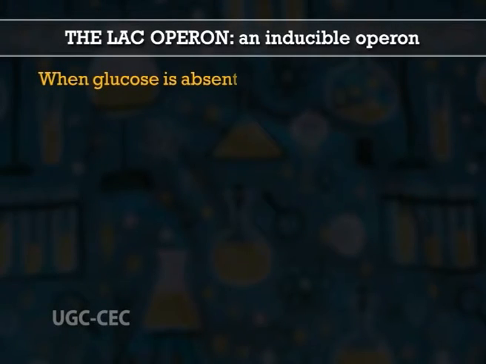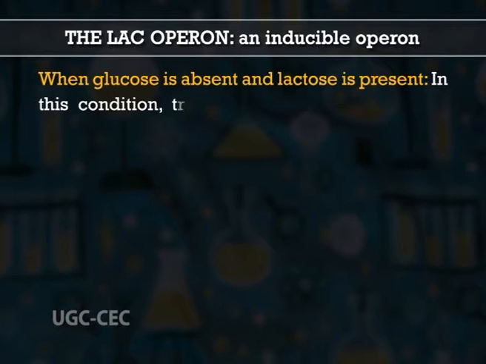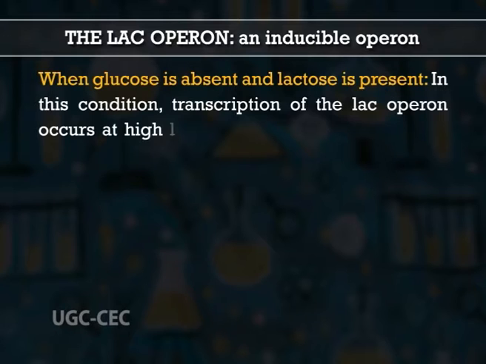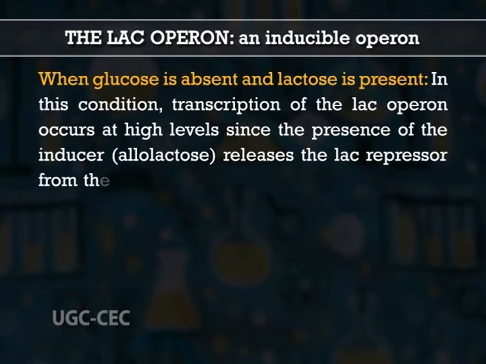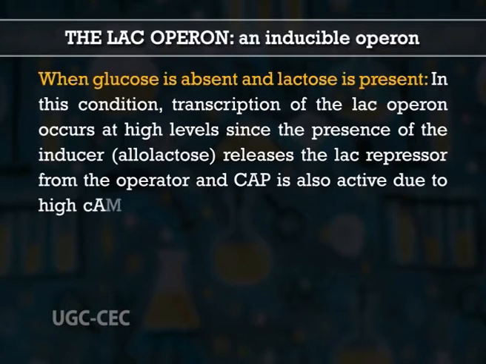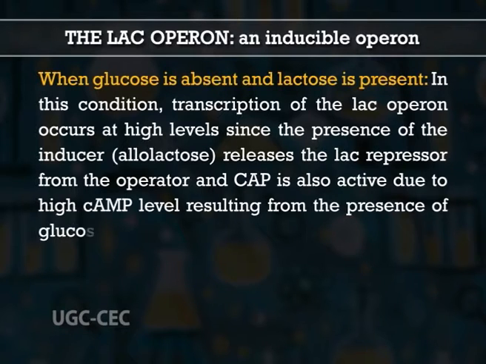When glucose is absent and lactose is present. In such a condition, transcription of the LAC operon occurs at high levels, since the presence of the inducer or allolactose releases the LAC repressor from the operator, and CAP is also active due to high cAMP level resulting from the absence of glucose.